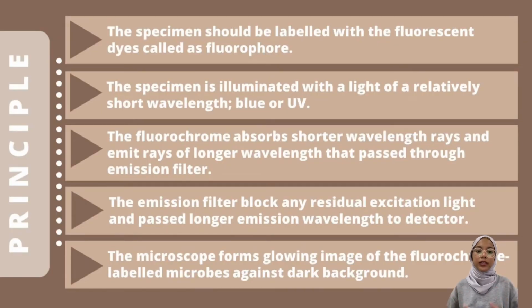First of all, the specimen that we are going to observe should be labeled with the fluorescent dyes known as fluorophore. The specimen is illuminated with a light of relatively short wavelength, which is either blue light or UV rays, which allows them to pass through. The fluorochrome absorbs shorter wavelength rays and emits rays of longer wavelength that pass through the emission filter. Then the emission filter blocks any residual excitation light and passes longer emission wavelength to the detector. Lastly, the microscope forms a glowing image of the fluorochrome-labeled microbes against a dark background.